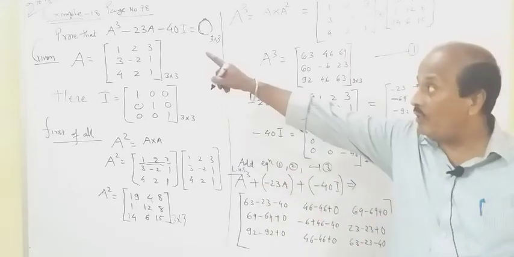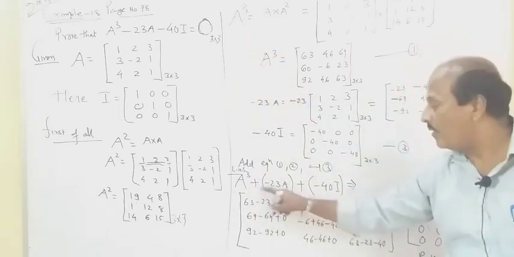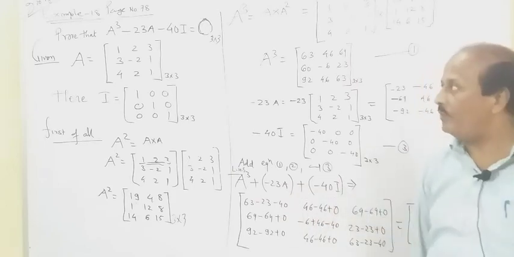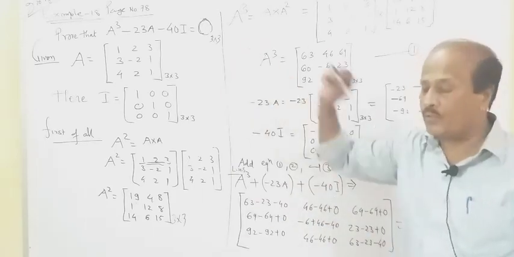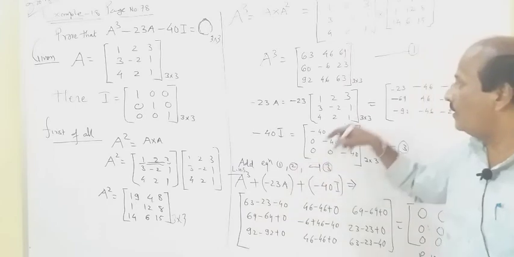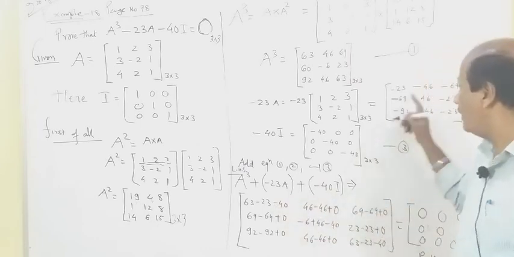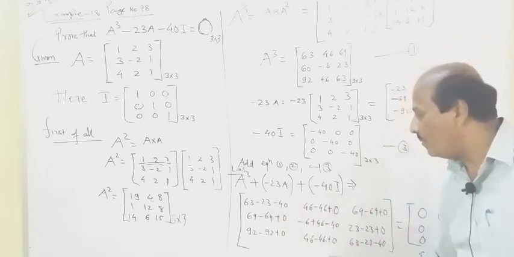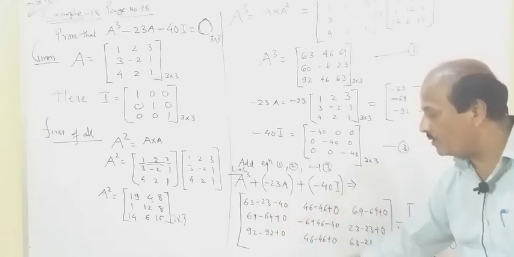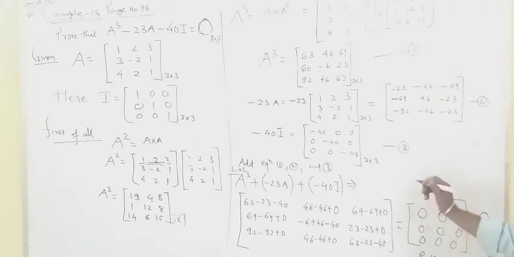That means you will get your left hand side: A cube minus 23A, then minus 40I. Let us check what our answer will be, because they are asking us to prove something. So come on, let us write all the members: A cube's members, 63, then minus 23A's members, then minus 40I's members. In that way you write all the members, add and subtract as needed, and surely you will get all the members equal to 0. This is our right hand side, the null matrix. This is the way the 4 marks question can be done.